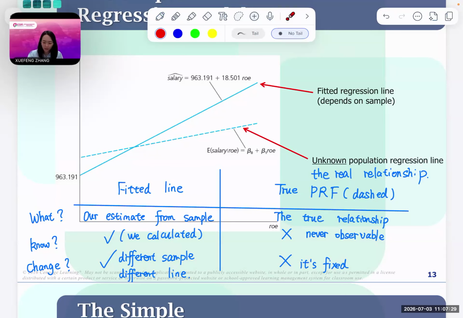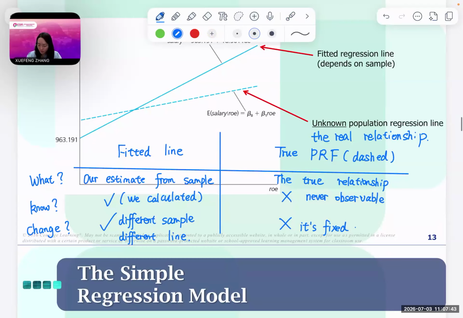The third question, does it change? For the fitting line, yes, because different sample, different lines. But for the PRF, no, it's fixed in the population, okay?